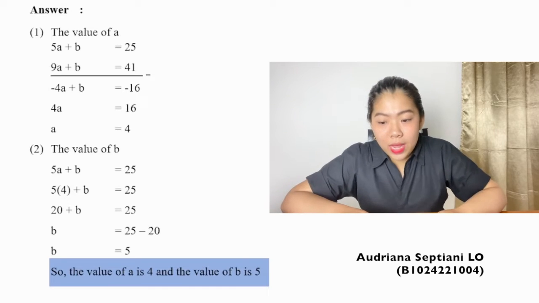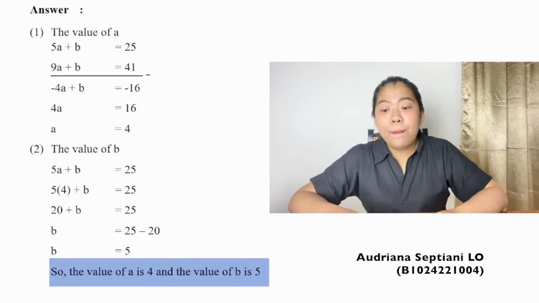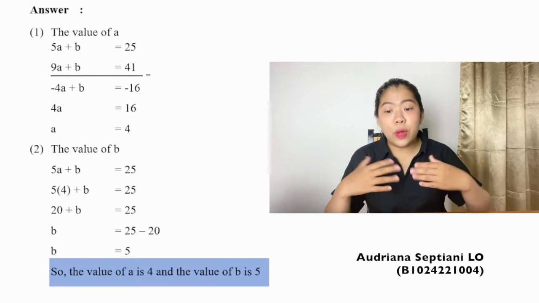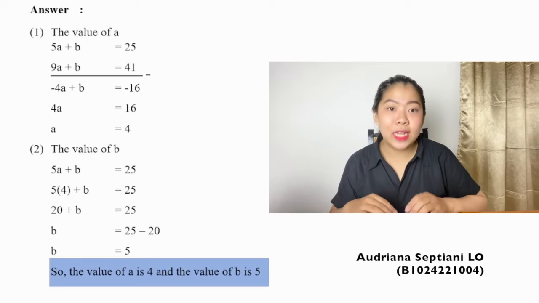20 plus B equal to 25. B equal to 25 minus 20. So the value of B is 5.